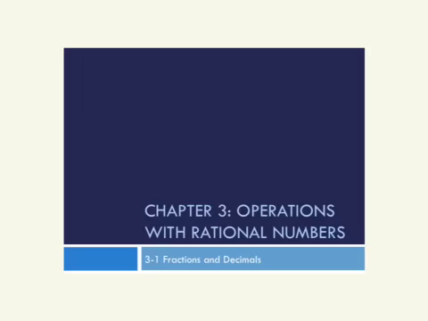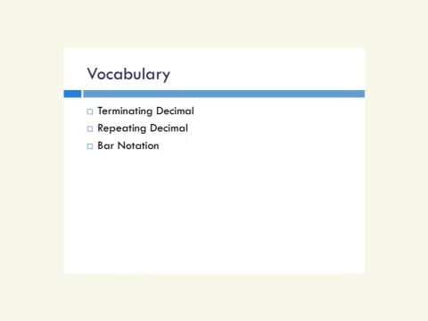Alright guys, this is Chapter 3, Operations with Rational Numbers. Section 3.1, Fractions and Decimals. In this section we're going to have three new vocabulary terms: terminating decimals, repeating decimals, and bar notation.